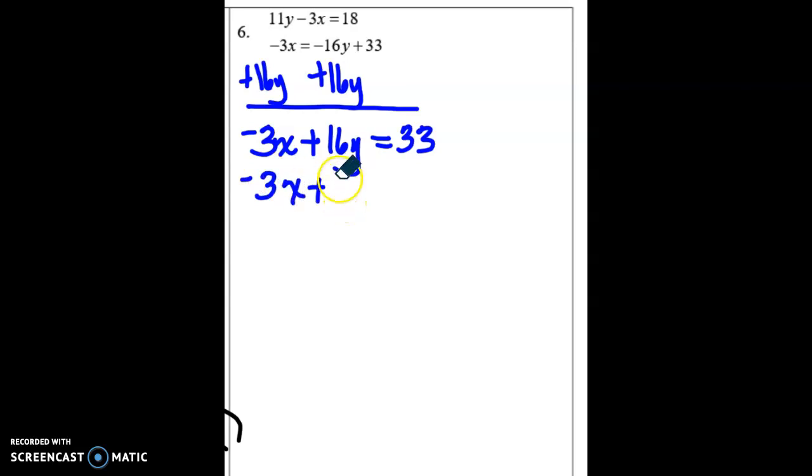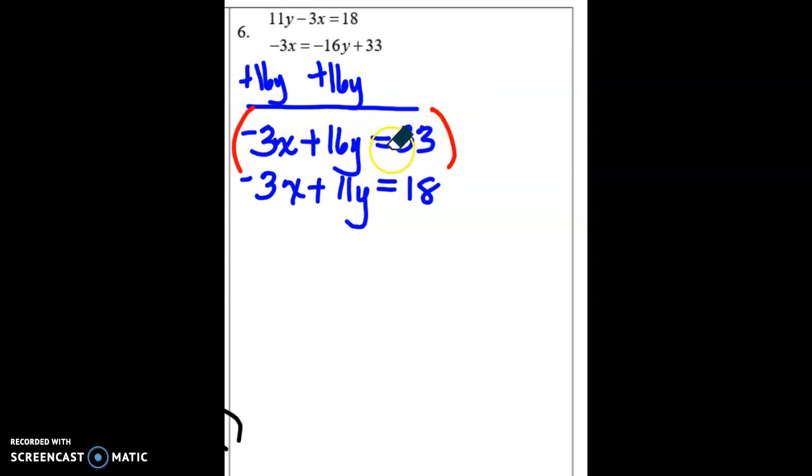The X's were negative, the Y's were positive. I'm just rearranging. It's just like 5 plus 3 is the same thing as 3 plus 5. I just switched them around. Now everything's lined up. I want to see if I have the same number in front of one of my variables with different signs. You can see in front of the X's, I have -3's, but they're not opposite in sign. So if I added, nothing would be eliminated. That wouldn't be helpful.